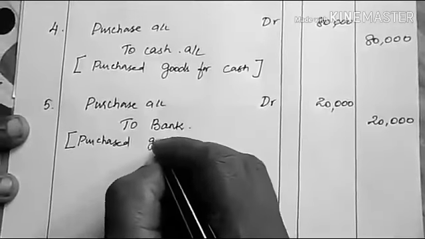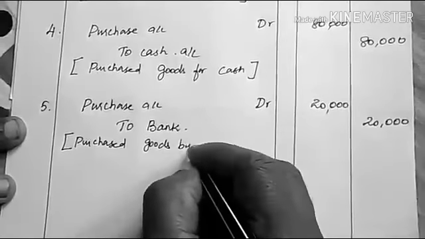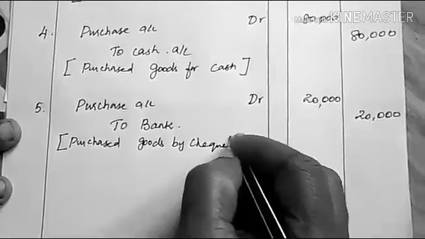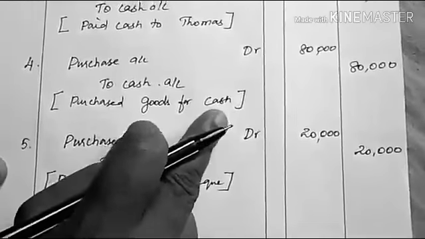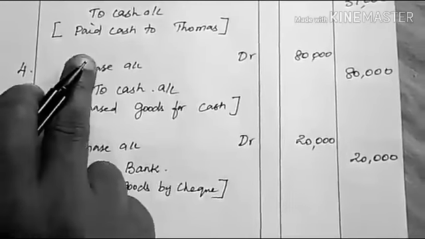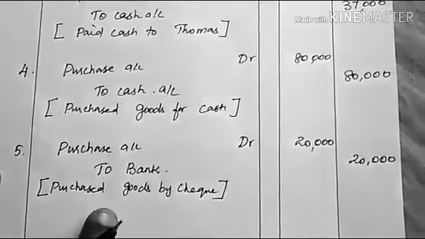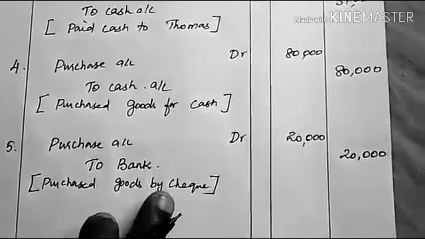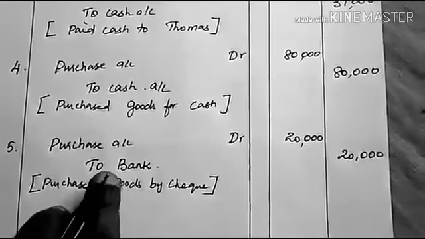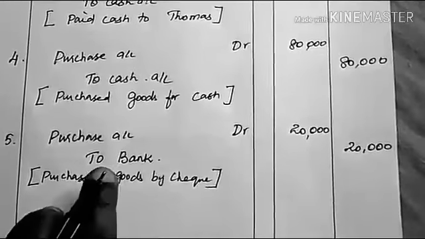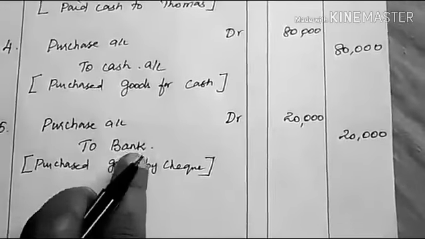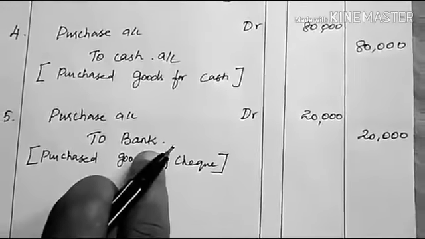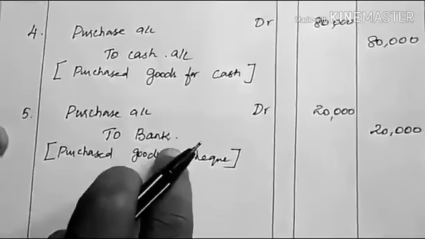Purchased goods by, just refer the previous transaction. Here purchased goods for cash, you have given the cash. So purchase account debit to cash. In this transaction, purchase goods by issue of check. So here you need not write cash because you have issued check on behalf of the company. Banker will make the payment, so show bank also. So purchase account debit to bank.